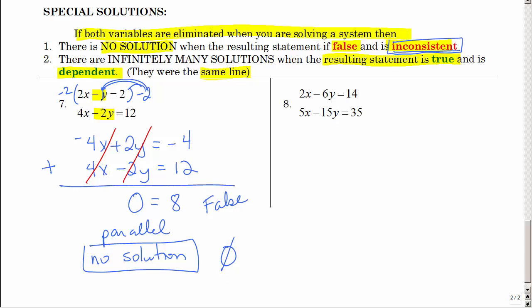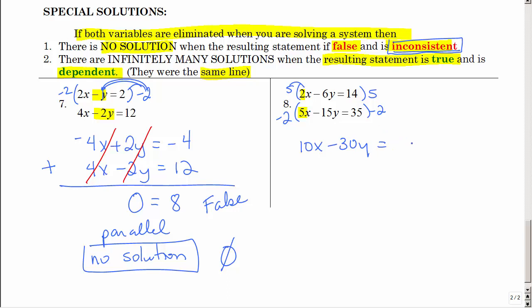Let's look at this one. So let's see, do you want to get rid of y or x? Which one looks easier? I'm thinking x. All right, so what do we want to multiply this one by? 5, because that would make 10. So this one we need negative 2 to get negative 10.